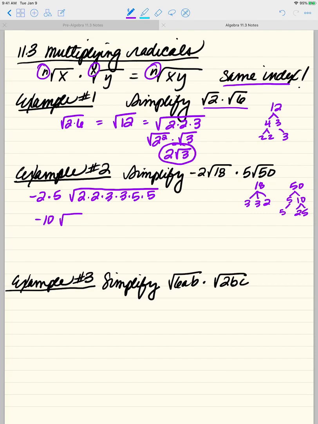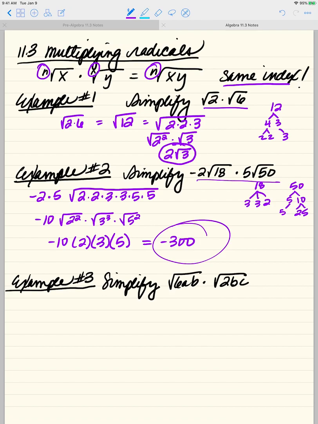And then we have the square root of 2 squared times the square root of 3 squared times the square root of 5 squared. So that's just negative 10 times 2 times 3 times 5. Okay, so negative 10 times 2 times 3 times 5 is negative 300. And you've simplified this expression to this. Okay, pretty straightforward, this lesson.